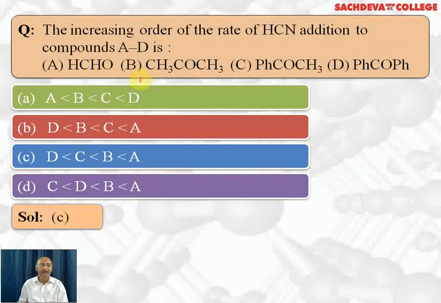Reason is HCHO is most polar because there is no positive inductive effect, so its reactivity is maximum. Acetone has steric hindrance as well as positive inductive effect, so carbonyl group is less polar, so this is second most reactive. Here we have steric hindrance of vinyl group and methyl group. That's why it is second last, least reactive. Whereas benzophenone has maximum steric hindrance, therefore it is least reactive. So correct answer is C part.